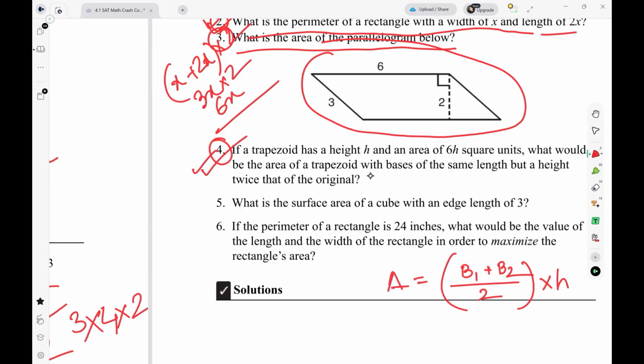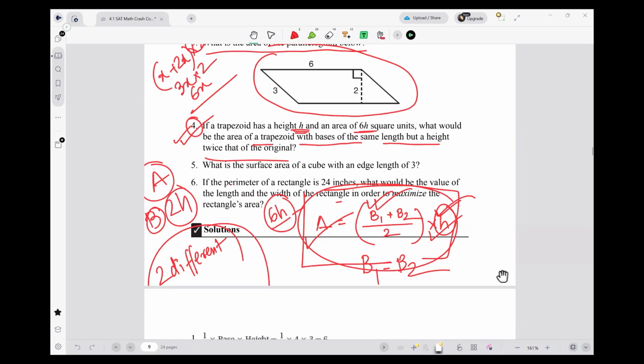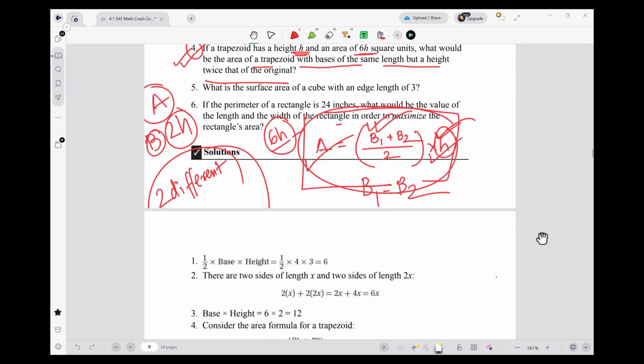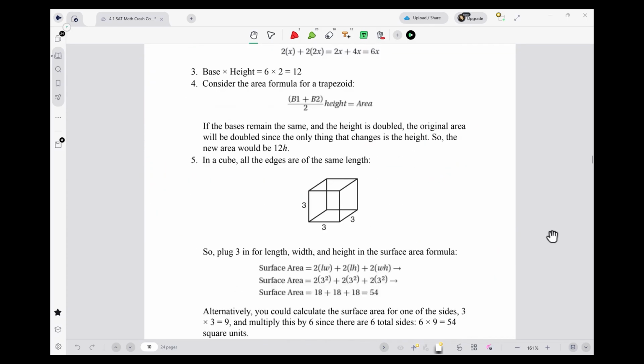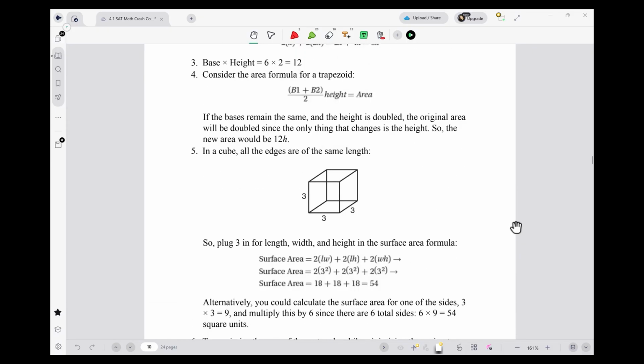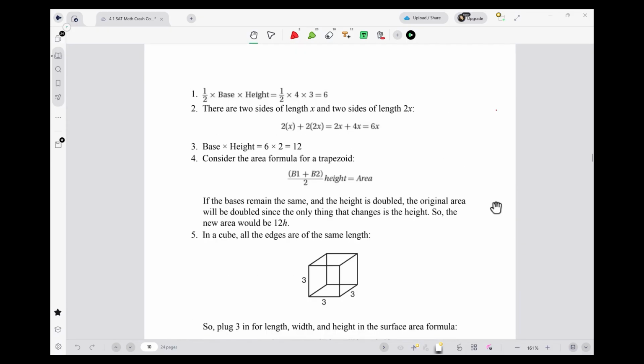Okay, can you please solve it now? Yeah, then try it. Let's try. If a trapezoid has a height h and an area of 6h square units, what would be the area for a trapezoid with bases of the same length but a height twice that of the original? So I'm just gonna try to apply my method. I don't know, maybe that will work. So the problem number 4, this is the solution.